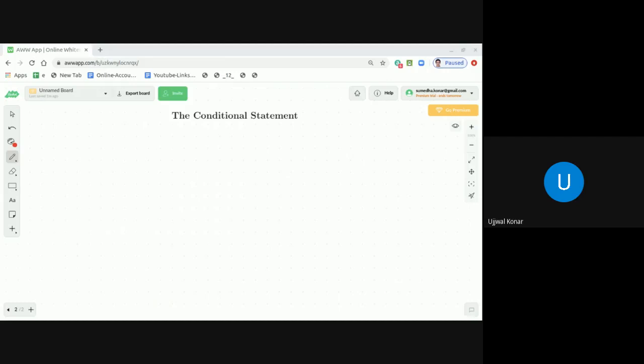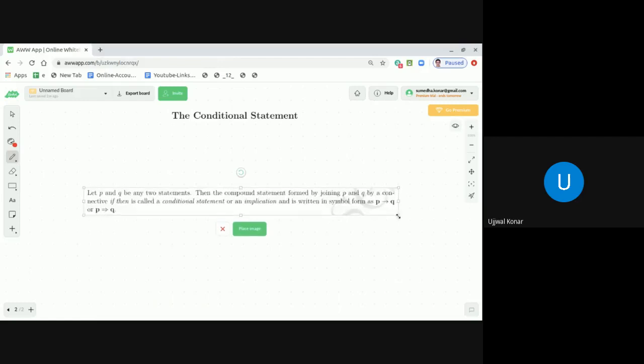So whenever a compound statement is formed by joining two statements by the connective if then, it is called a conditional statement, also called an implication. How it is written, I'm going to show you. So let me first place the statement, dear students, and after that I will discuss in detail.